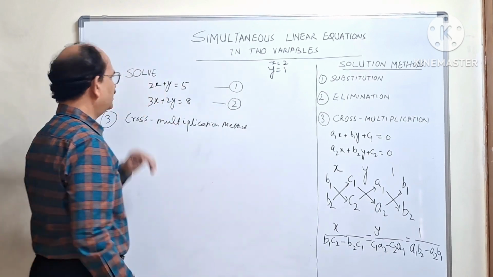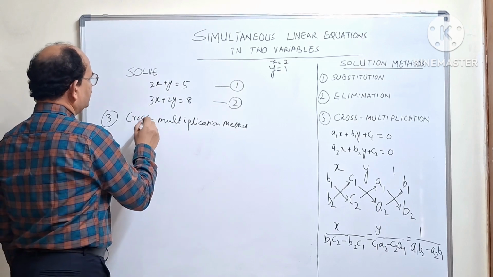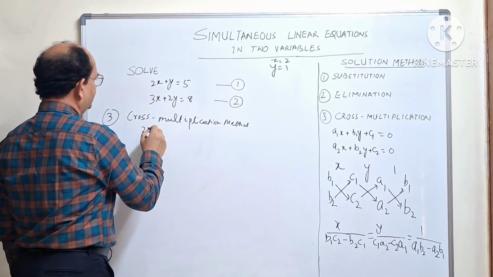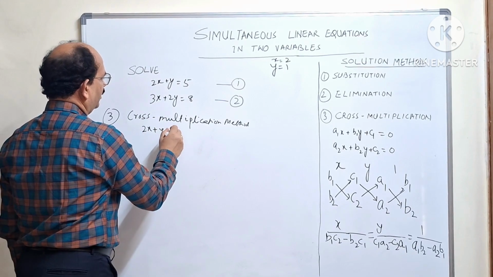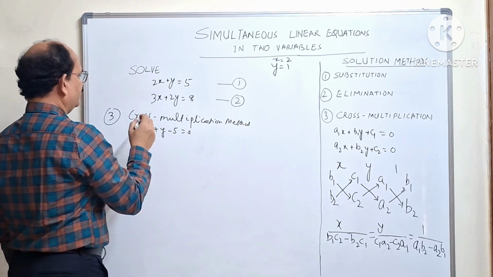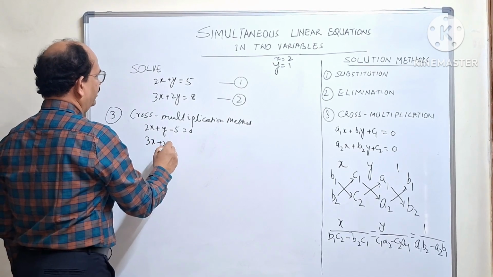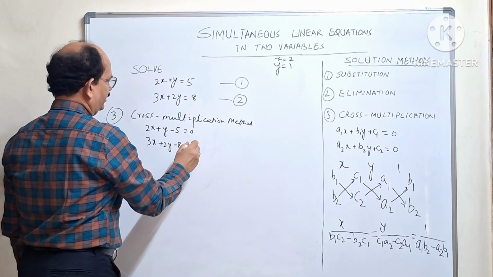So this is what we will have to do. Let us try this for this equation. First we need to convert this equation into this form, a1x plus b1y plus c1 equal to 0. Likewise, this also will get converted, minus 8 equal to 0.